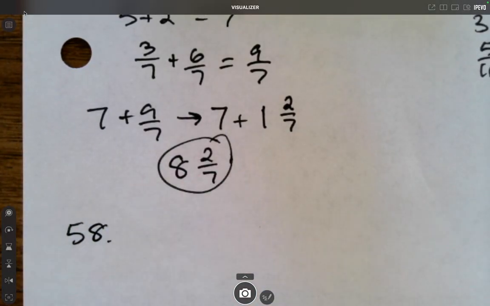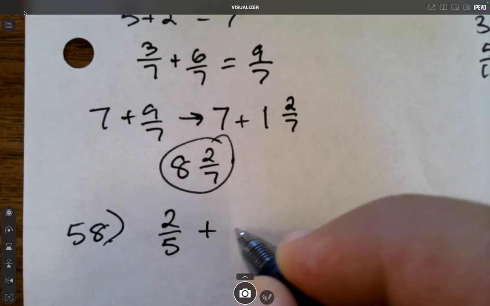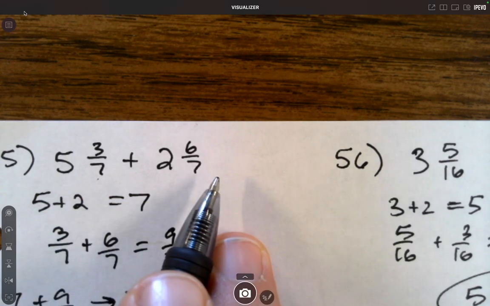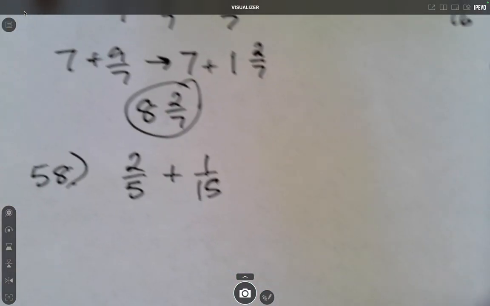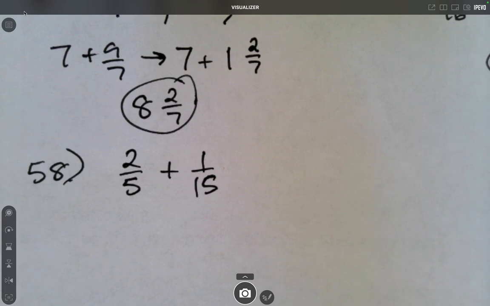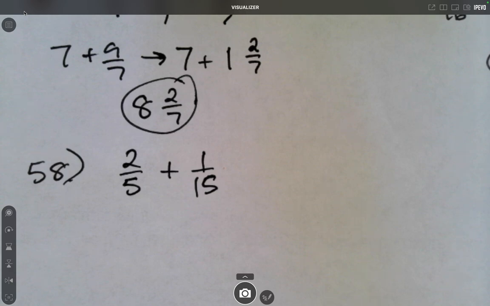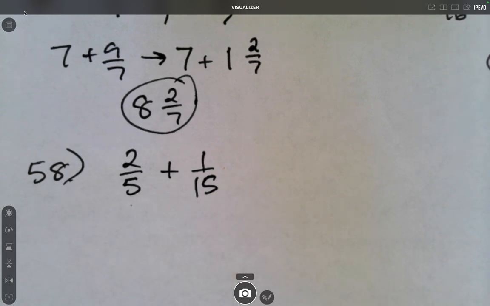58 is next: 2/5 plus 1/15. Here's one where we have to adjust the denominator because they don't match this time. Here they were both 7, here they were both 16, but here one is 5 and one is 15. So the least common denominator for 5 and 15 is 15, because 15 goes into itself evenly and 5 goes into 15 evenly.